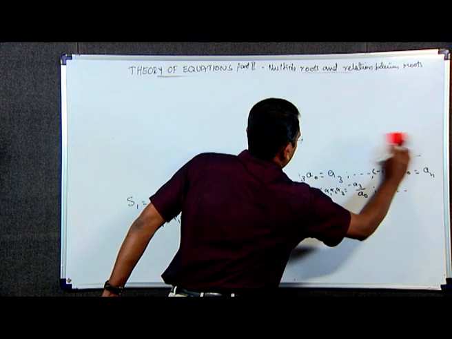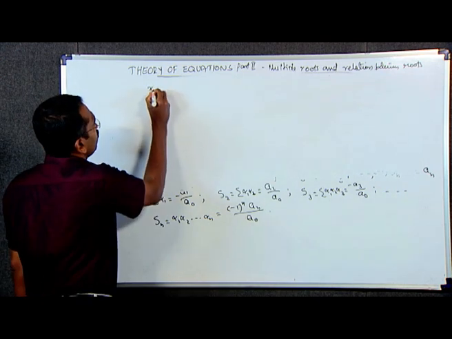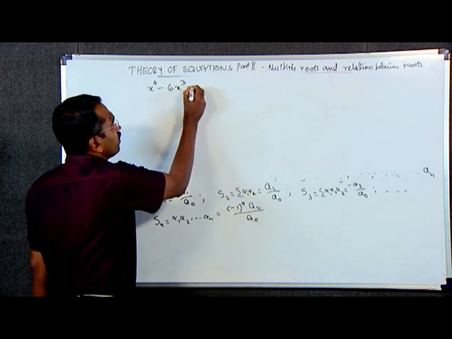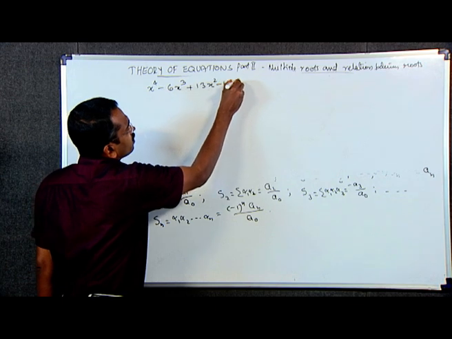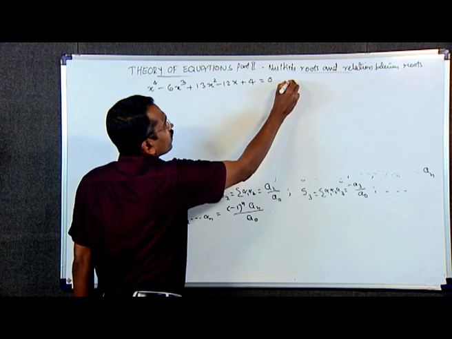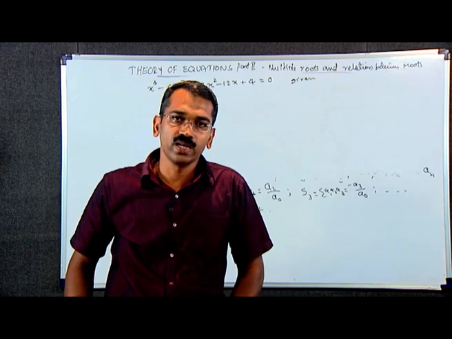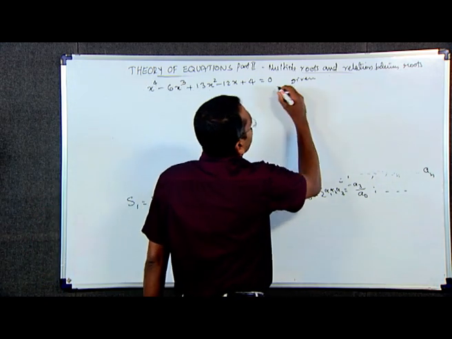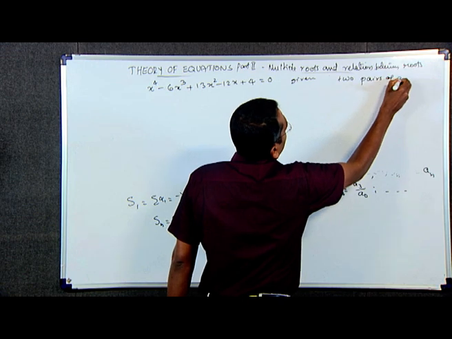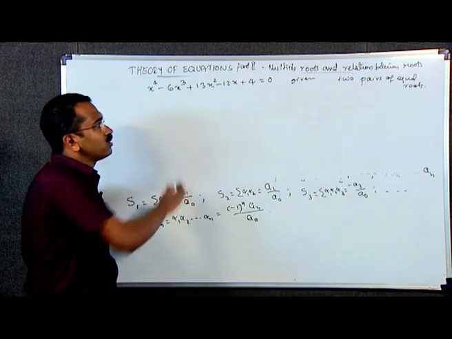Solve the equation x raised to 4 minus 6 x cube plus 13 x square minus 12 x plus 4 is equal to 0, given that this equation has two pairs of equal roots. The given equation has two pairs of equal roots. We want to find all the roots.